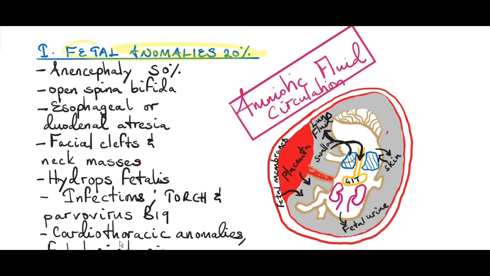Fetal anomalies account for about 20% of the causes of polyhydramnios, and the most common fetal anomaly is anencephaly. Anencephaly is a congenital malformation where there's exposed meninges. So there's transudation of fluid from the exposed meninges, which contributes to excessive production of amniotic fluid. The other reason is that there's absence of a fetal swallowing mechanism in anencephaly. So the amniotic fluid that's produced is not being swallowed enough, so there's a lot of amniotic fluid surrounding the fetus.